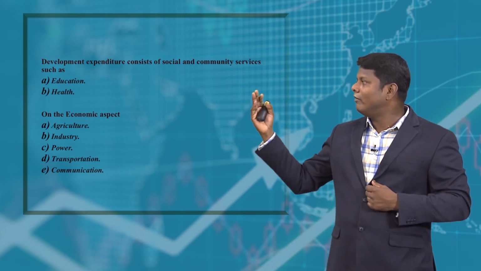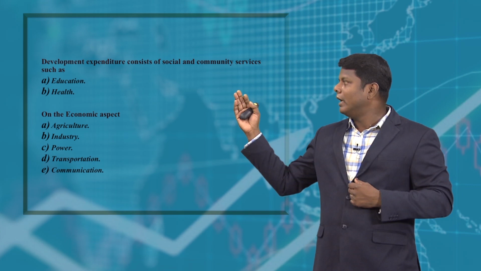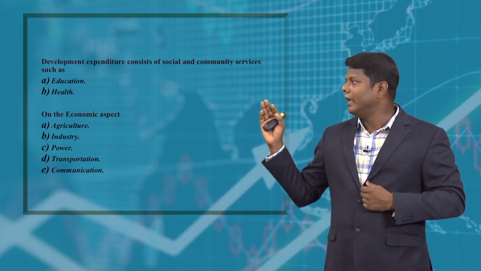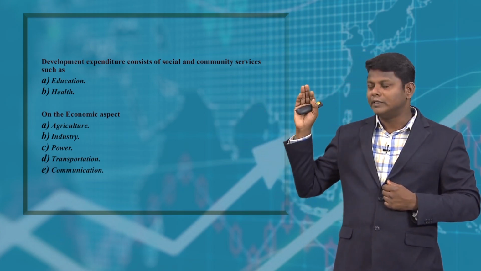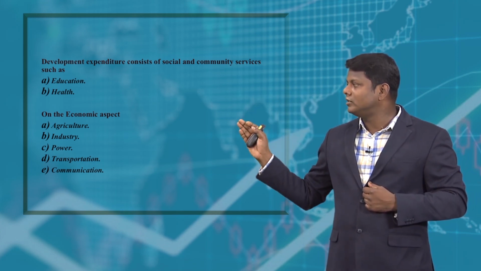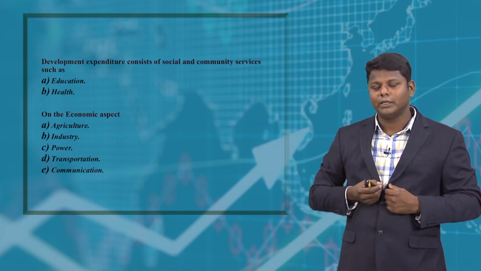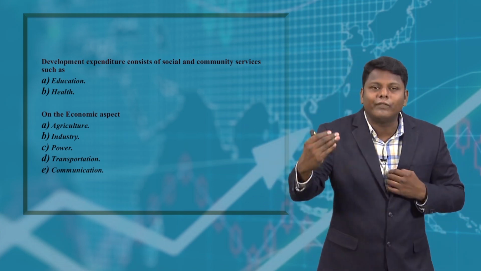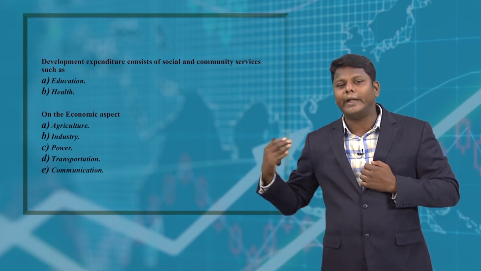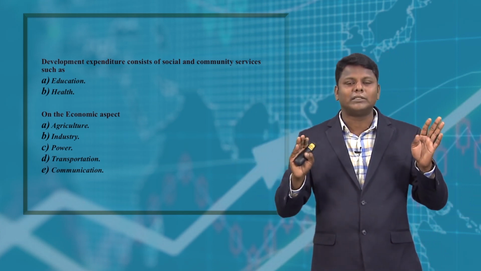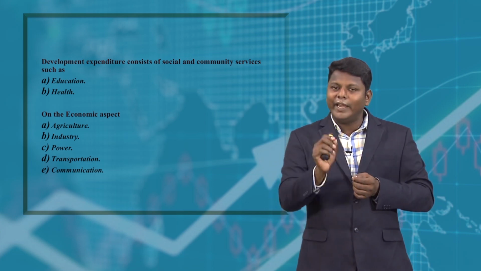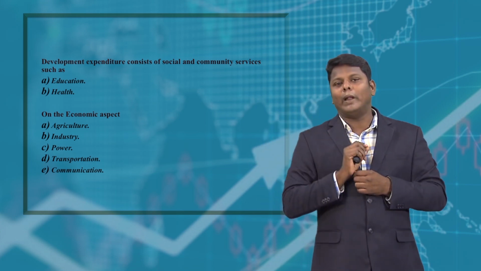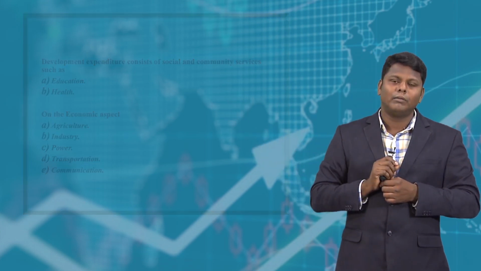Development expenditure consists of social and community services such as health and education. On the economic side, it covers agriculture, industry, power, transportation and communication. See, if money is being spent for developmental activities of the society, it is called planned expenditure. In a simple way to understand, if it is mentioned in the 5-year plan it is called planned, and if it is not mentioned in the 5-year plan, it is called non-planned expenditure.